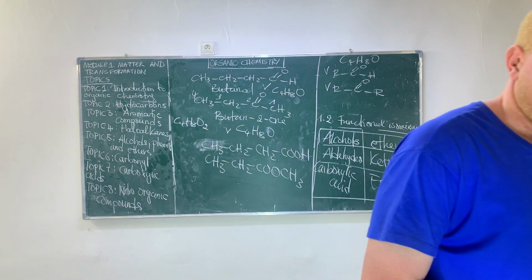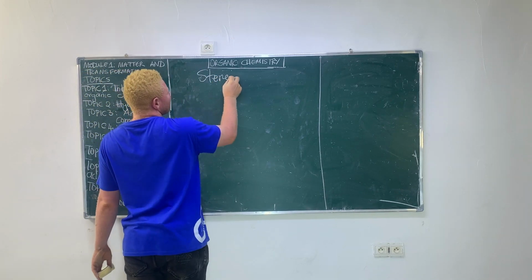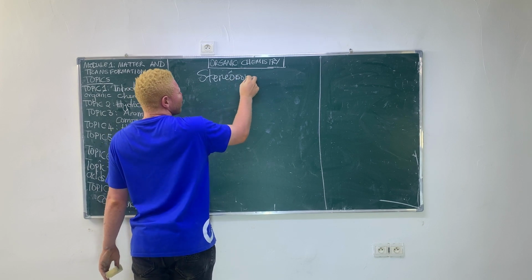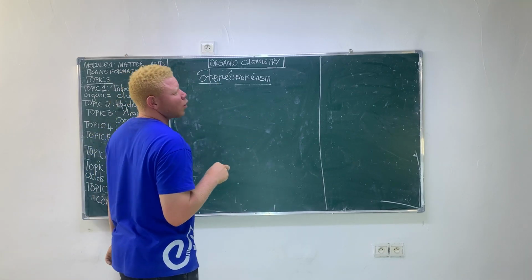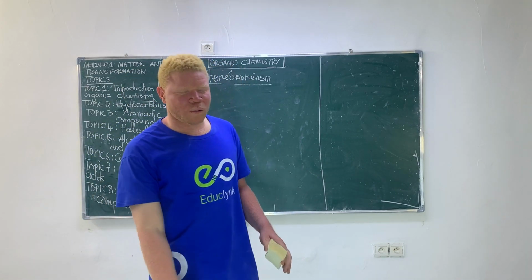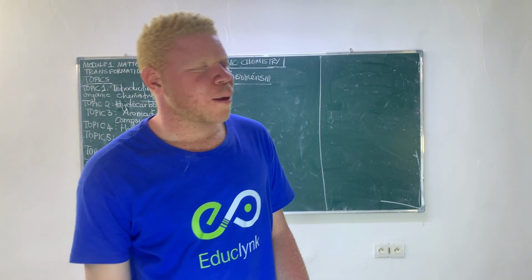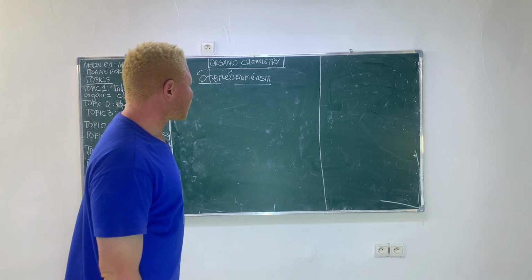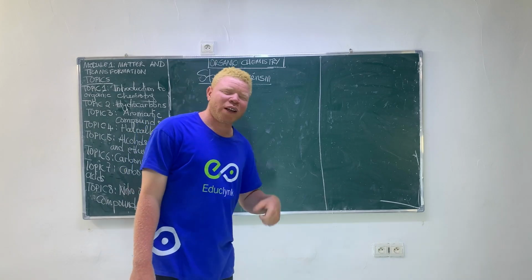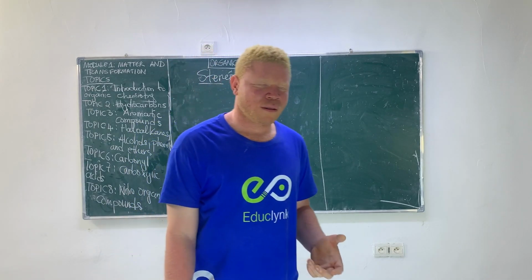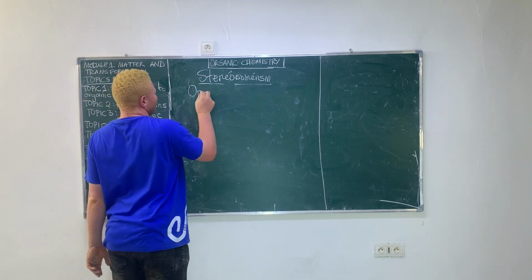So now, stereoisomerism. I give that in stereoisomerism there are two of them. There is optical and there is geometric isomerism. So we're going to start with optical isomerism. What do we mean by optics? We refer to a mirror. So optical isomerism, there is a condition.